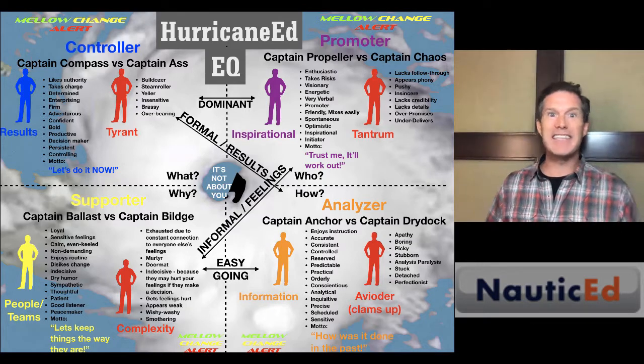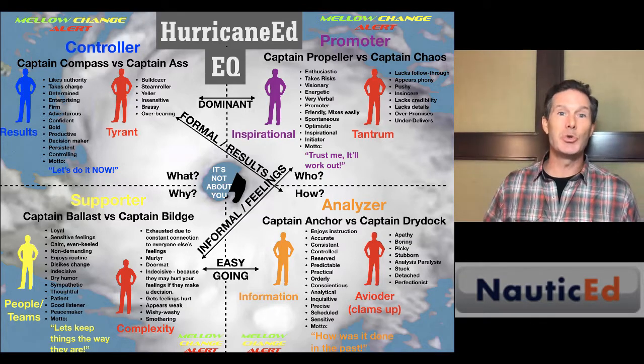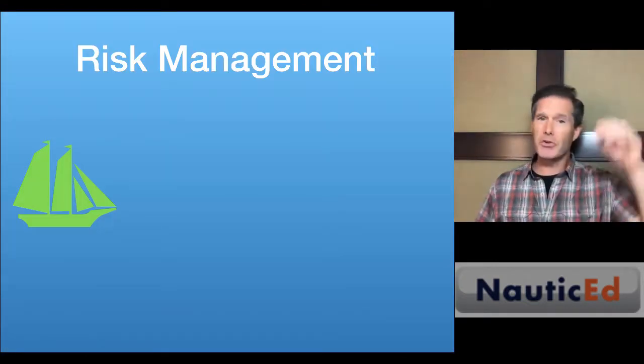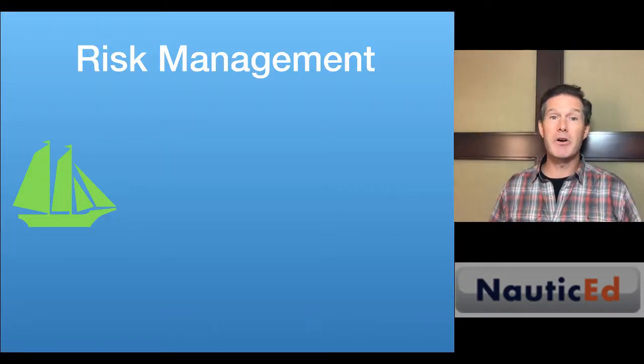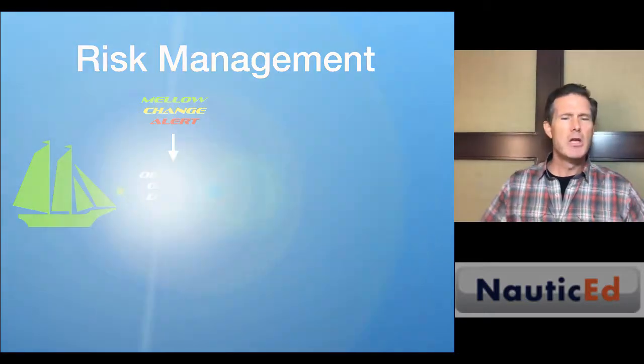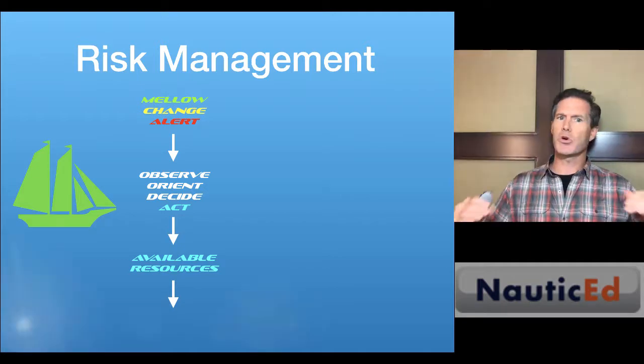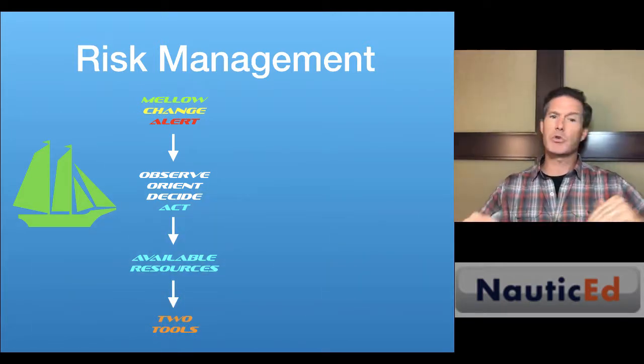This is bringing us to the end of the HurricaneEd EQ tool. I hope you like this course of instruction. This was all under the risk management that we started off. Remember, out there for a mellow state of sail, if something's going to happen, we observe a change, we orient, we make a decision, and we act with either a course of action or a single action.